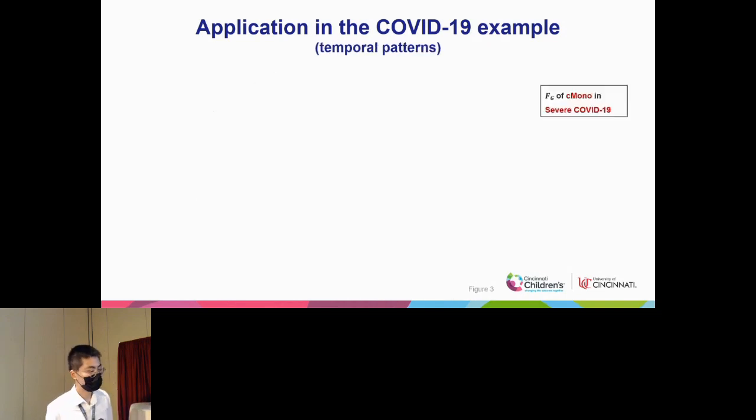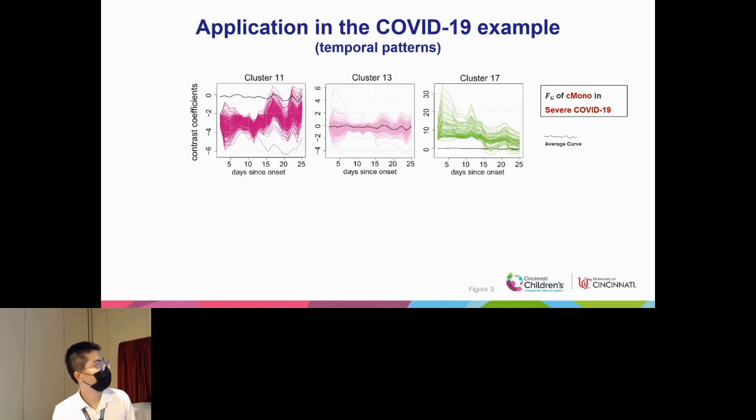And we applied CellDrift to one of the cell types, which is classical monocyte in the severe COVID-19, for different genes. I want to mention that the black curve is the average curve, and we identified 20 clusters, and we show 3 of them, which are clusters 11, 13, and 17. Cluster 11 is lower than average in the beginning, which means it was suppressed in the beginning and then recovers in the later time points. In contrast, cluster 17 is upregulated in the beginning and then goes to normal in the later time points.